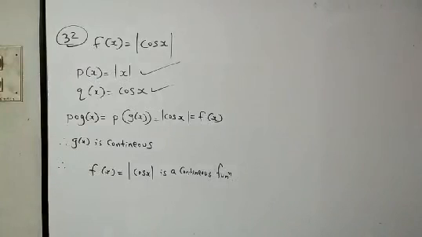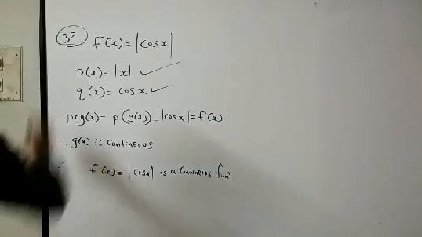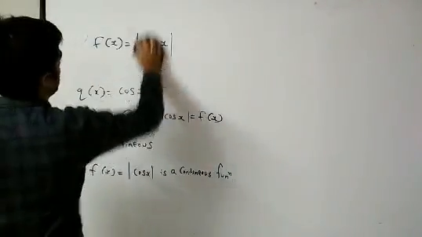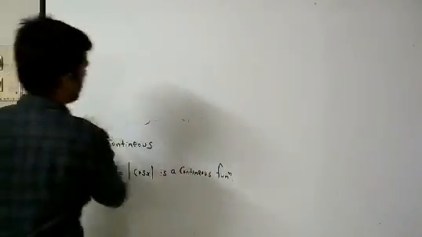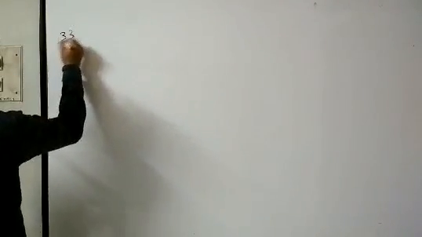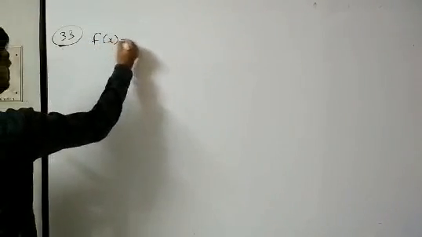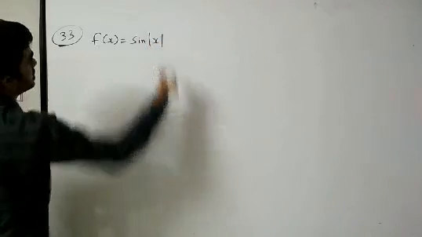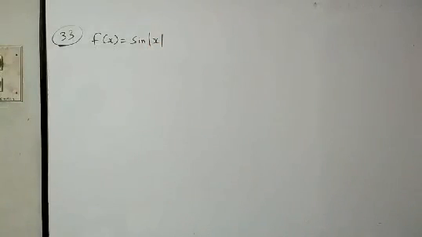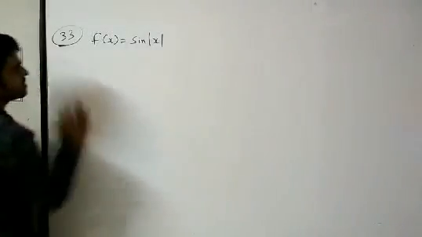Question number 33 we have to do the same thing, it is a composite function sin modulus x, right? Sin modulus x. Question number 33 we have sin modulus x given. So question number 33, f of x is equal to sin modulus x. You have your question, that is examine whether the function f of x is equal to sin modulus x is continuous or not. We have to examine whether this function is continuous or not.